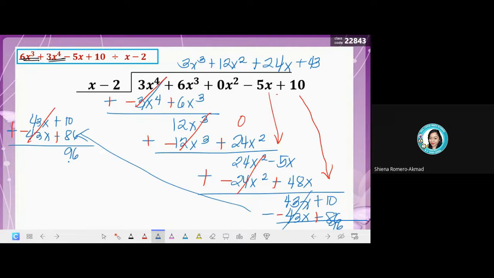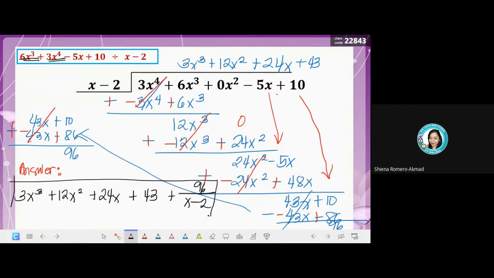Since we have a remainder, our answer will be 3x cubed plus 12x squared plus 24x plus 43 plus 96 divided by x minus 2. Okay? So, that is the way to solve when there is a missing term.